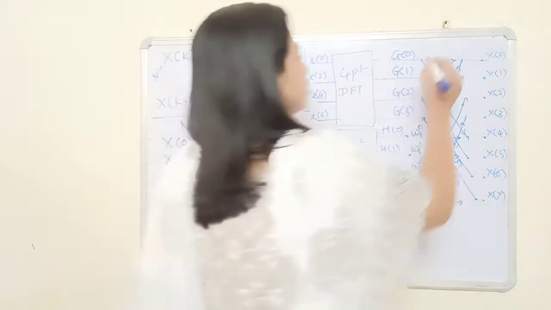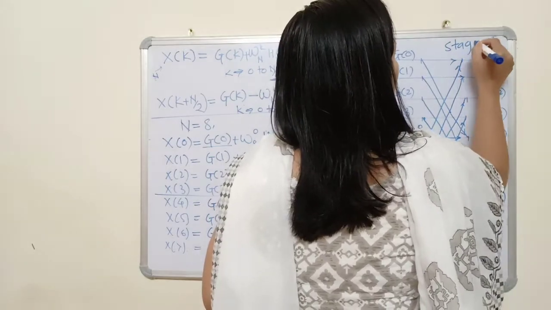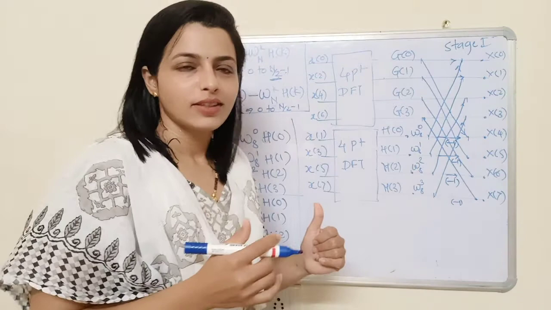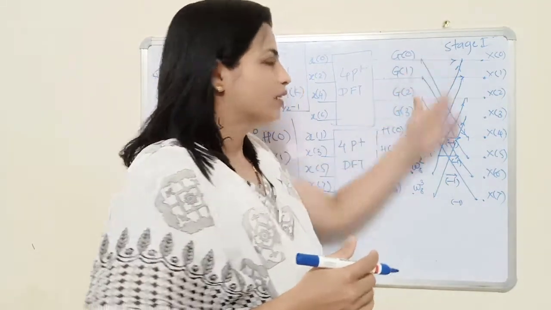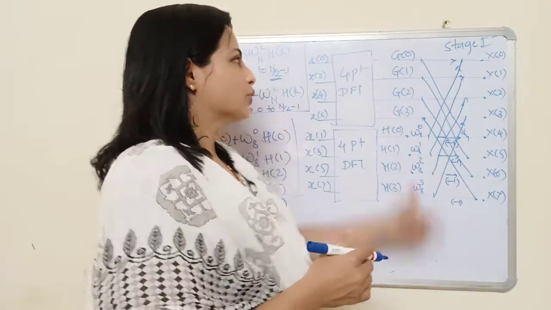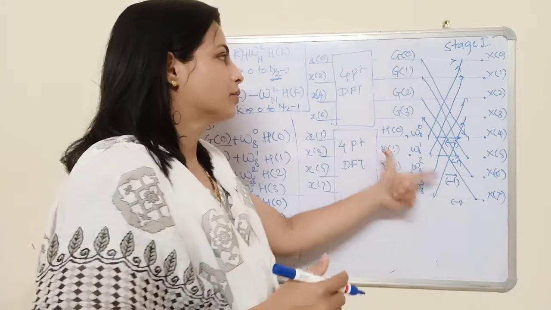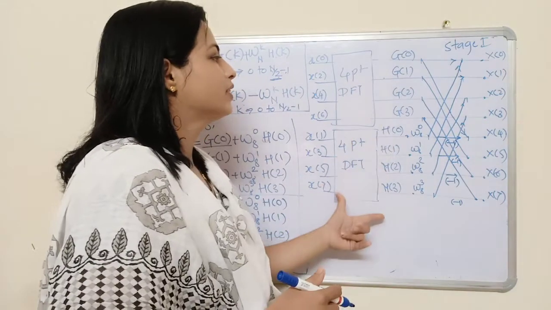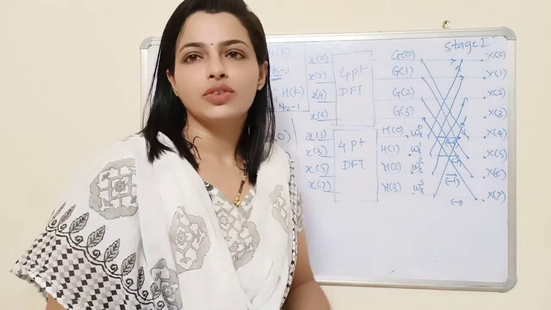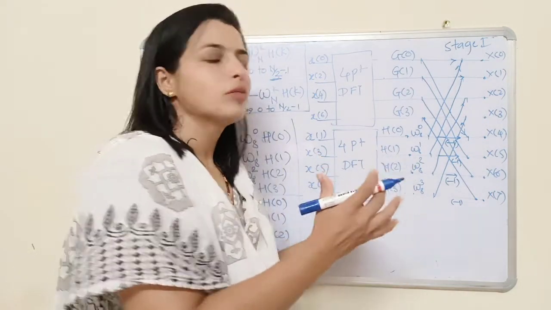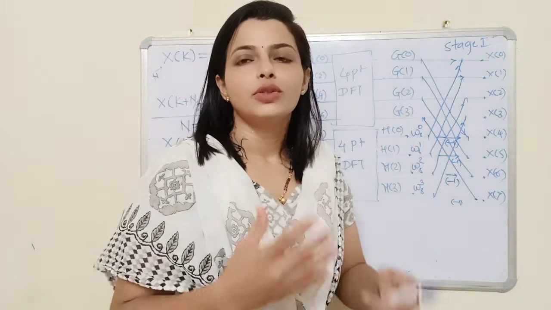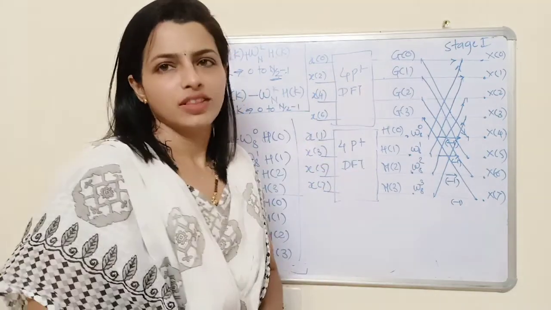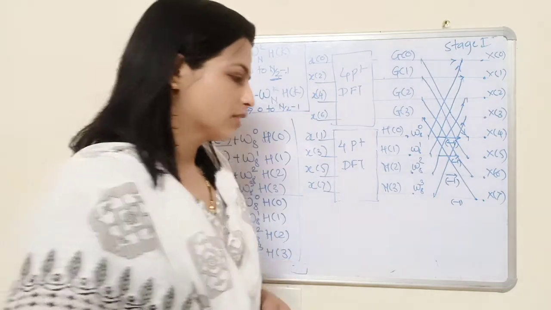So this is stage 1. And this looks like a butterfly. So it is called a butterfly structure. So this is just stage 1. This is very beautiful. This is dividing an 8-point DFT into two 4-point DFTs, which we wanted to achieve. When we go for shorter-point DFTs, we reduce the number of calculations. Now we don't want a 4-point DFT here. We want 2-point DFTs.